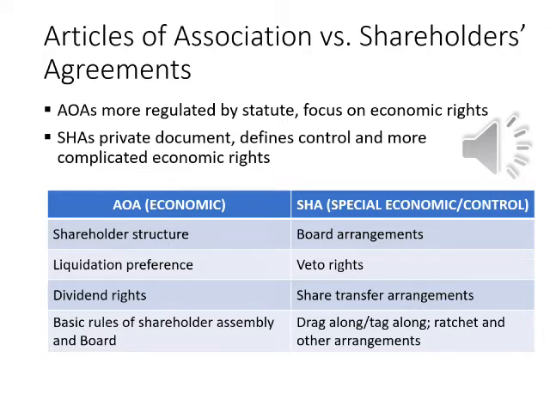So the AOA would cover shareholder structure, liquidation preference, dividend rights, and the basic rules of the shareholder assembly and the board. The shareholders agreements would cover board arrangements, veto rights, share transfer agreements, and other features such as drag and tag along rights, ratchet, and other arrangements.